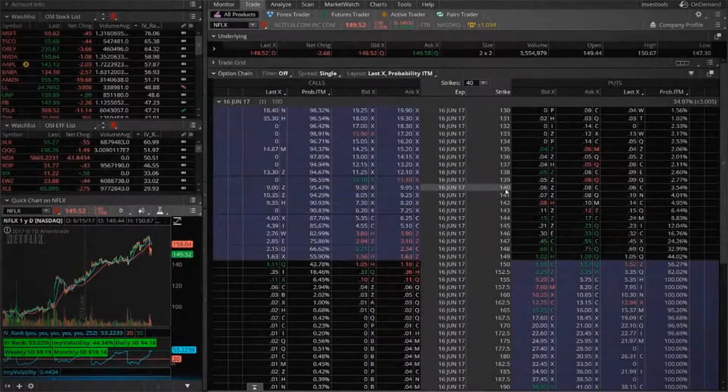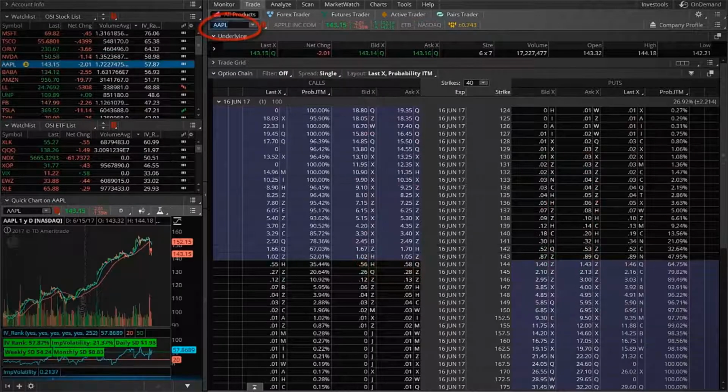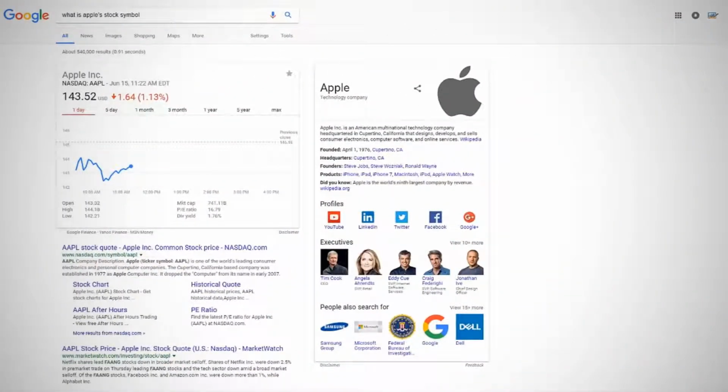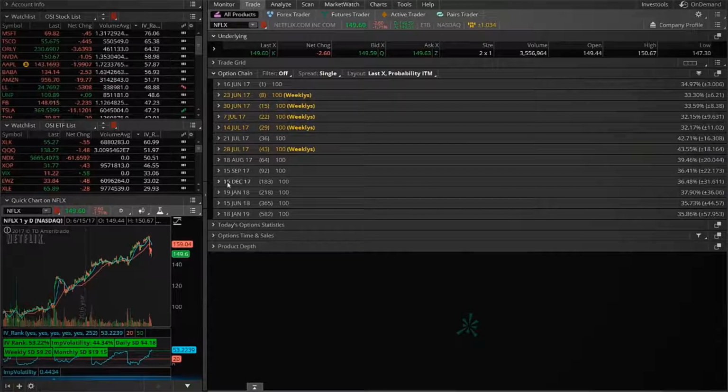Coming back to Thinkorswim, we're looking at Netflix options. Netflix and most other publicly traded companies have options. In order to see if a stock has options, you just come up here and enter the stock symbol. If you have a company in mind and aren't sure what their stock symbol is, that's an easy fix. Just ask Google and they'll provide you that information. Let's go back and look at Netflix stock and look at the option chain with more detail.